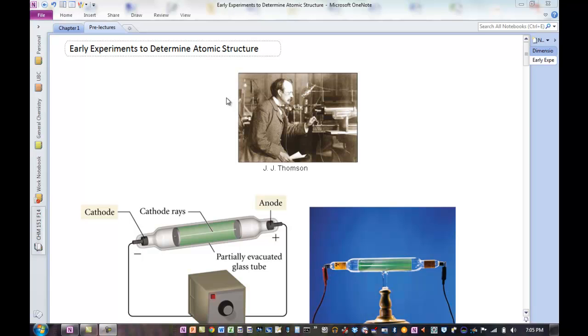Hello everybody. Let's take a look at some early experiments that helped us determine atomic structure.